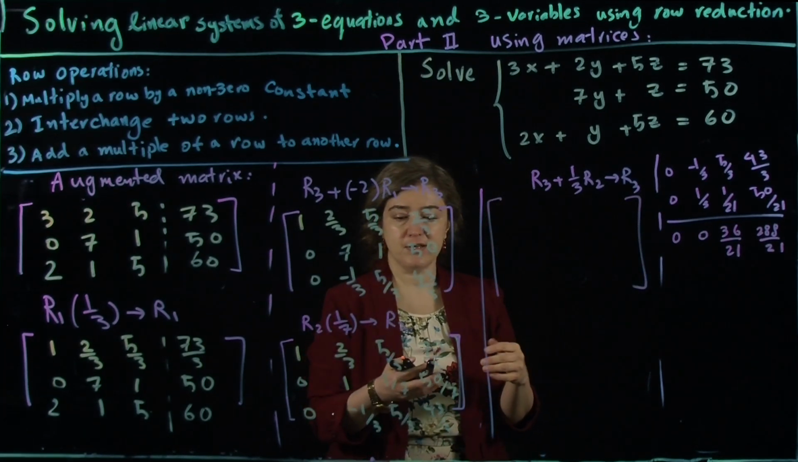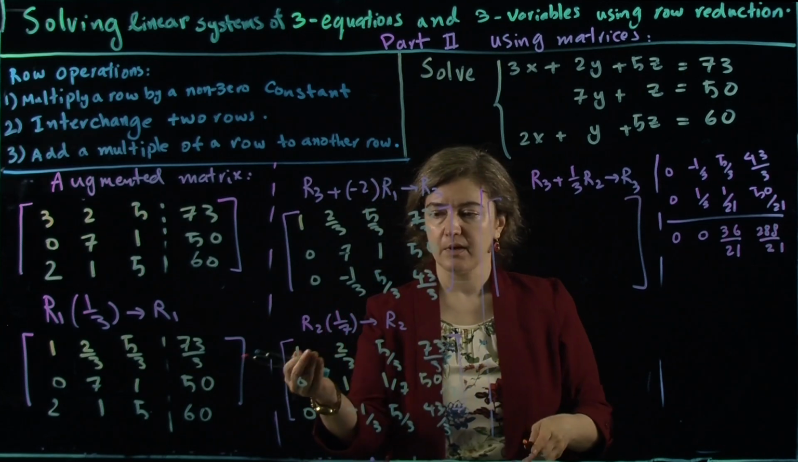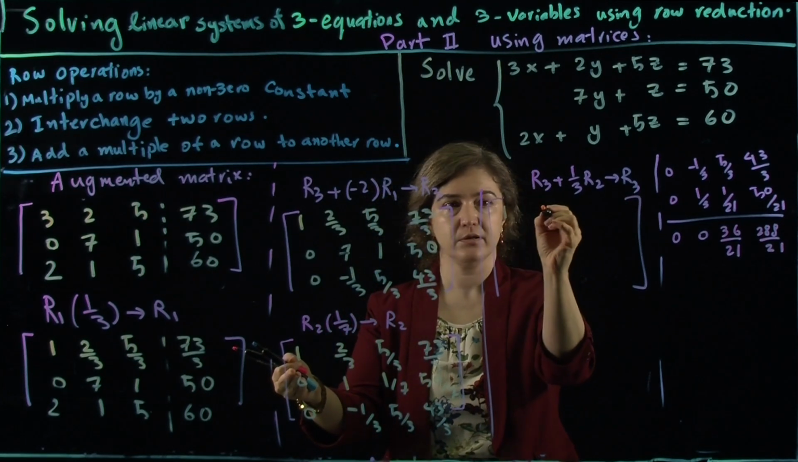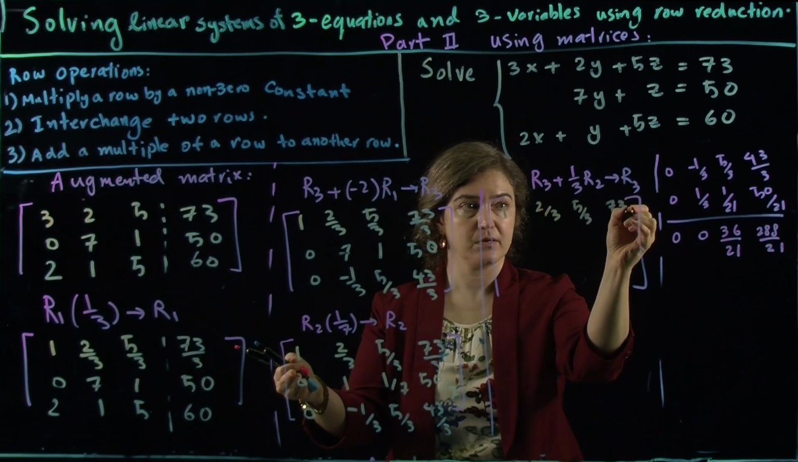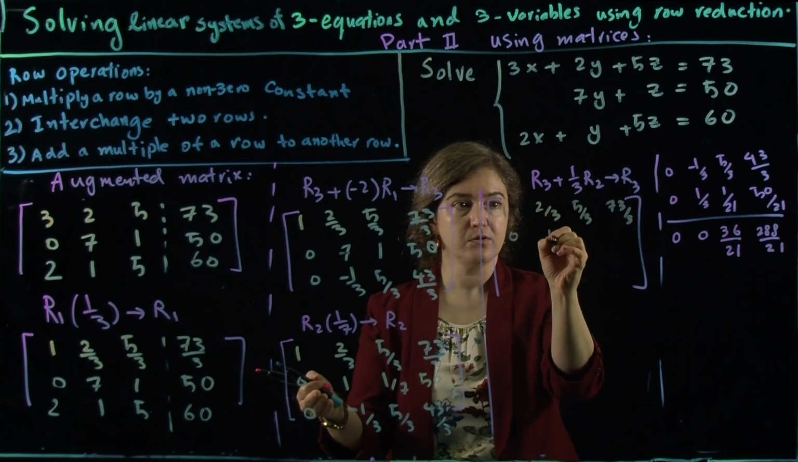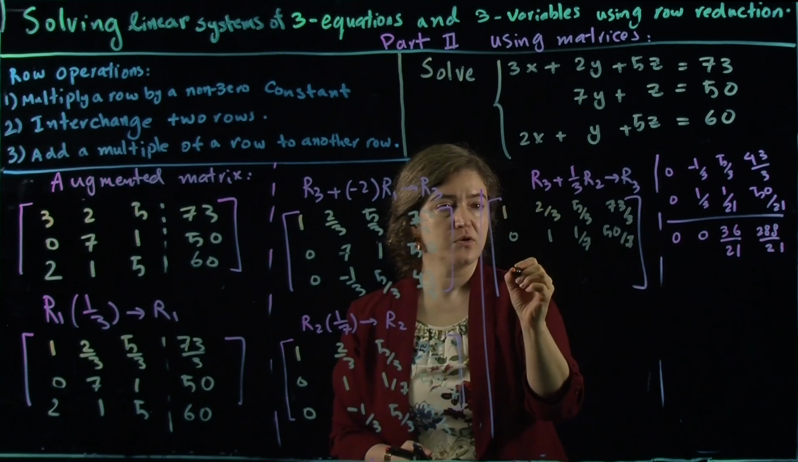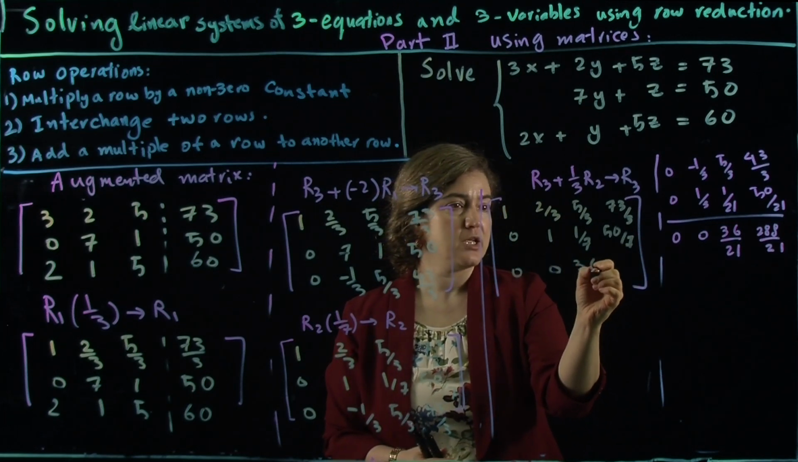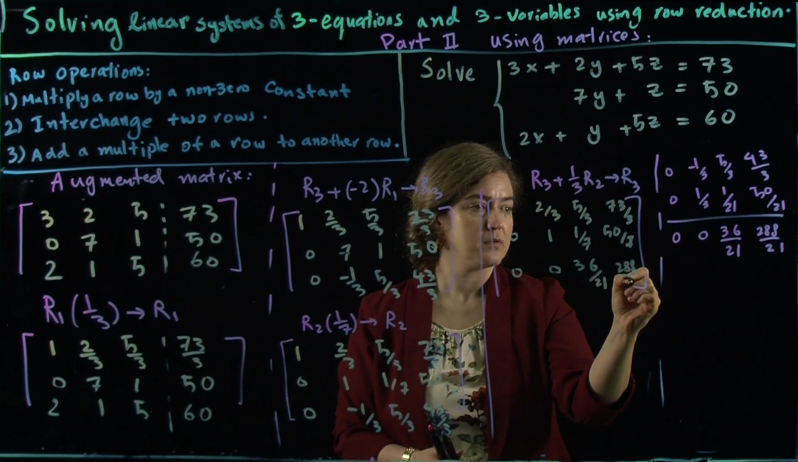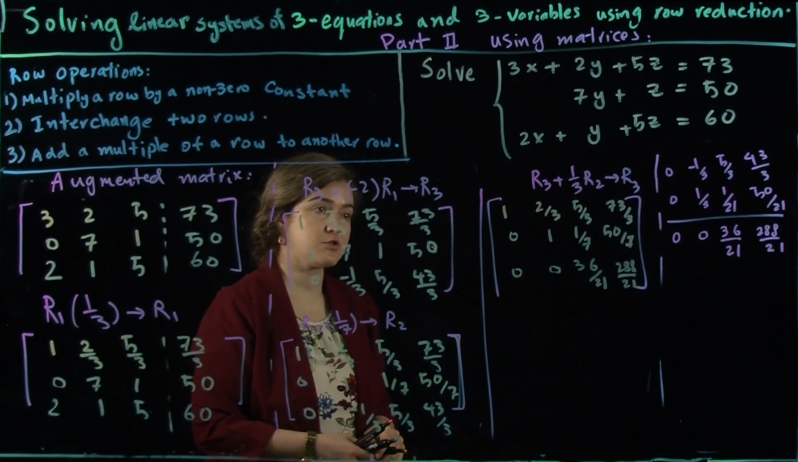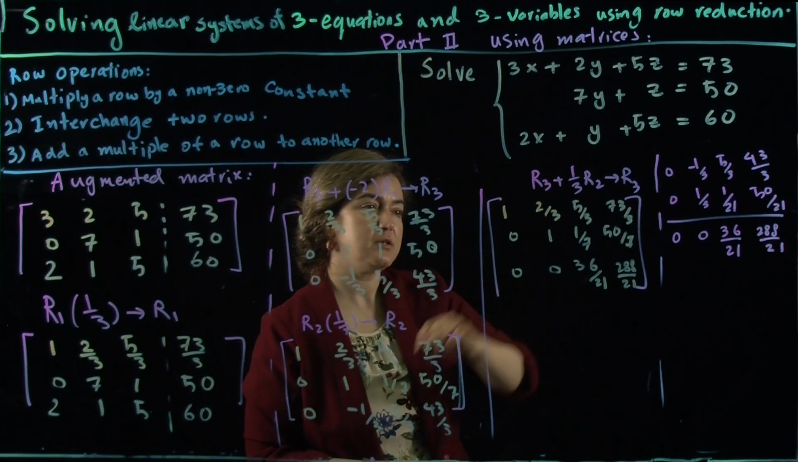Now let's replace everything. What we have here is the first row doesn't change. Second row doesn't change. Third row is changed into this row. Okay, so leading 1, 0 underneath, leading 1, 0 underneath.